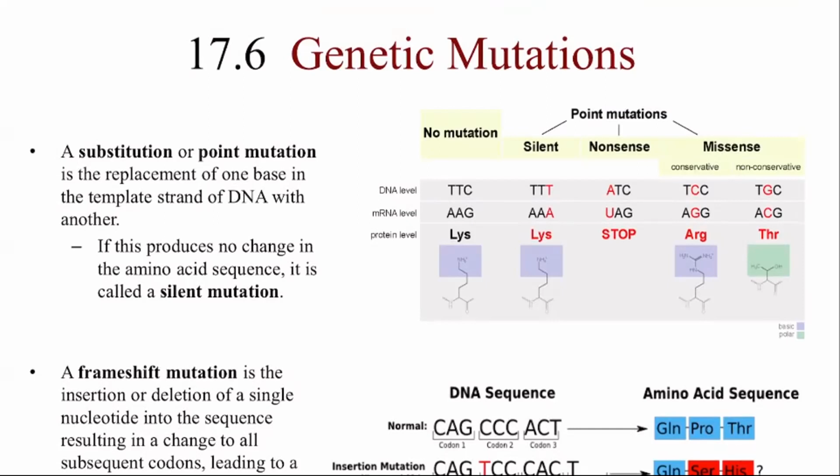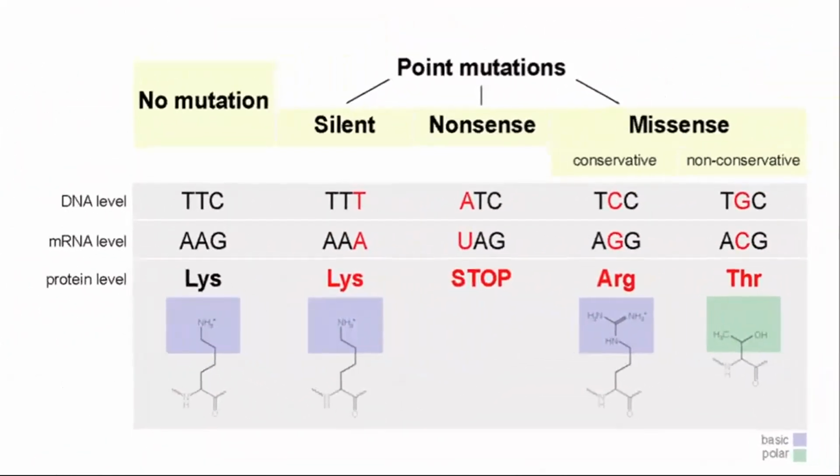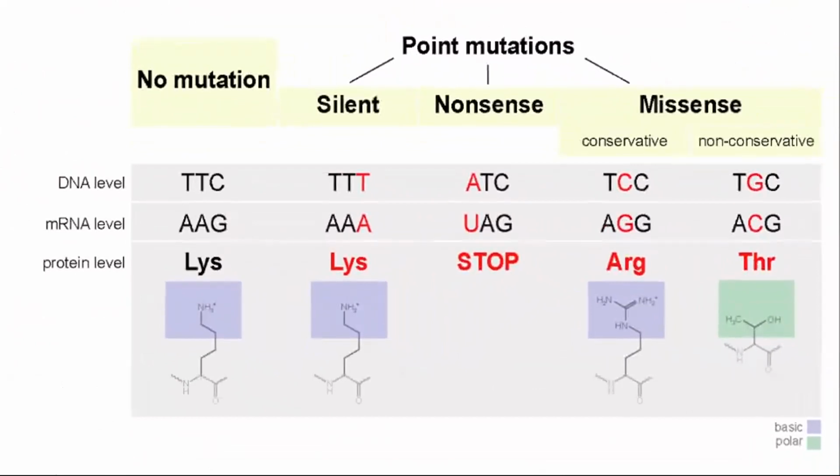Let's understand that, let's say that you are making more DNA and all of a sudden at the DNA level, and I'm just going to focus on this to study the different types of point mutations. Let's say that at the DNA level, we have a TTC, okay? And then let's say that I'm interested in making more DNA and I let my DNA polymerase do its thing.